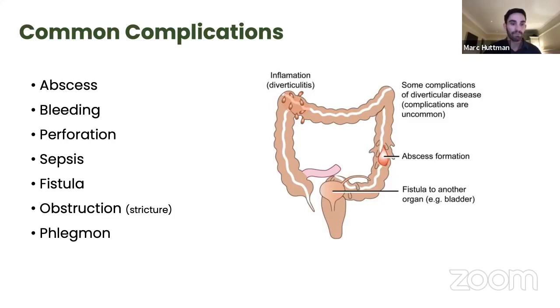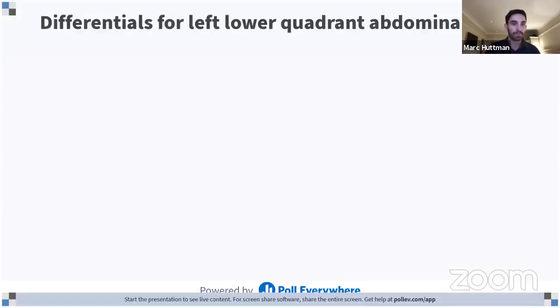A phlegmon, funny word, is basically an abscess which isn't formally walled off. It's an inflammatory mass of tissue, which might be edematous, might have pus, but it's not walled off in the same way that an abscess is. That's what a phlegmon is.